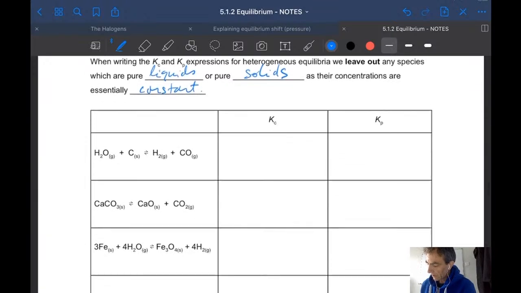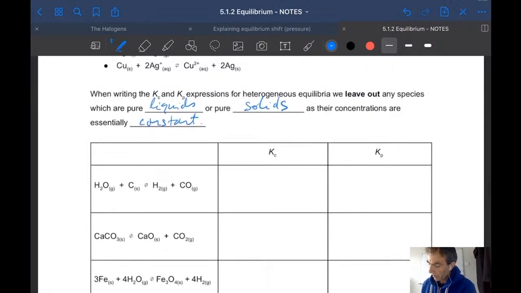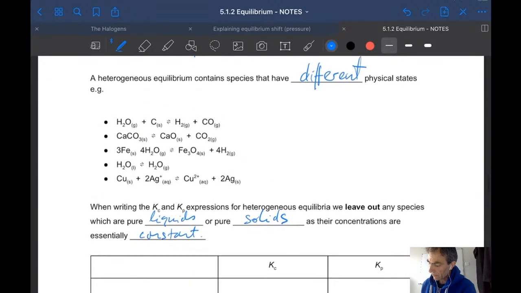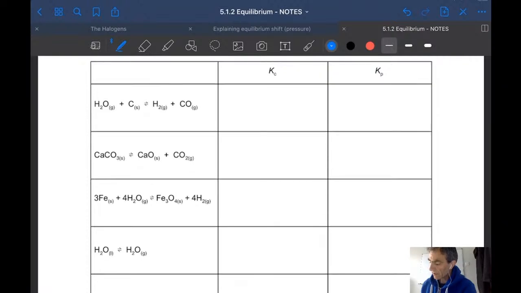Again, I'm not going to do all of these because it would take too long, but I'm sure you'll get the idea once we do a couple. These are the same equations in the bullet points there. These are the notes I give to my students, so this is my way of giving them some practice at writing Kc and Kp expressions again.